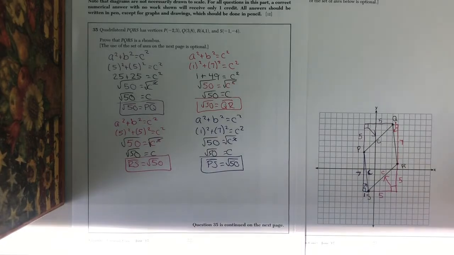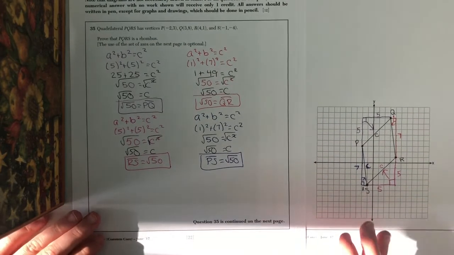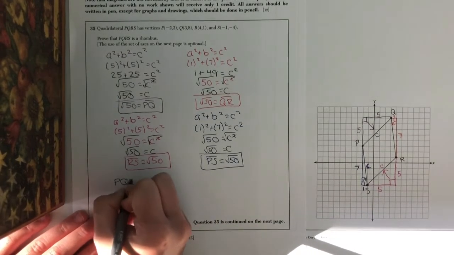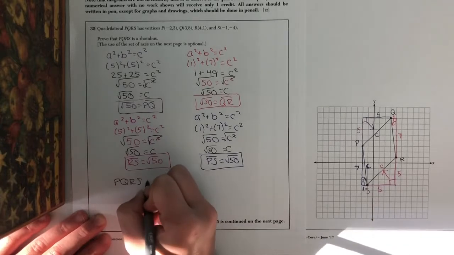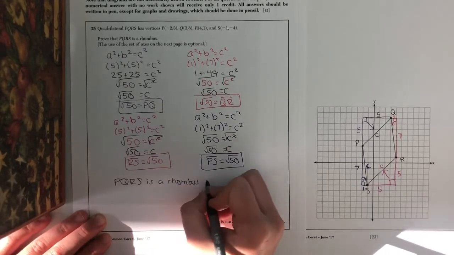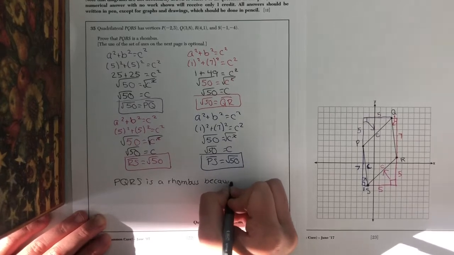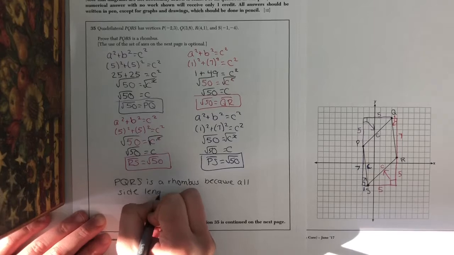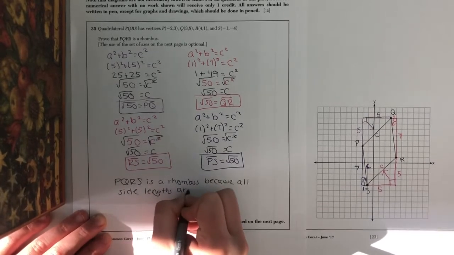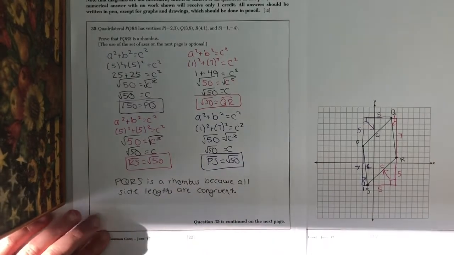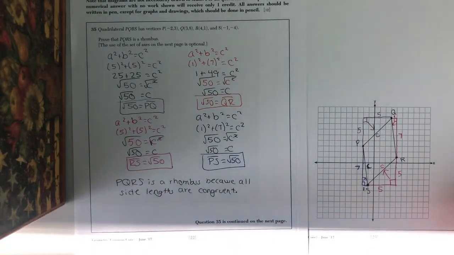So our last step is just to write a sentence to show our understanding of how we know it's a rhombus. So we could say PQRS is a rhombus because all side lengths are congruent. And that's a property of a rhombus. Okay.